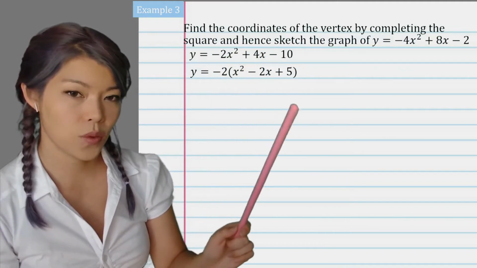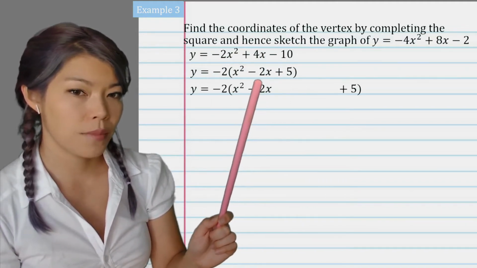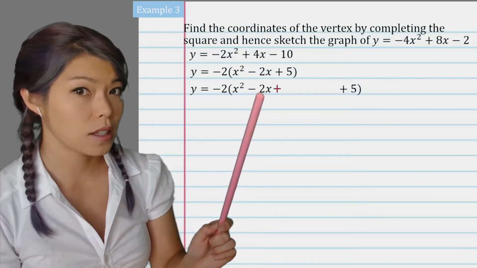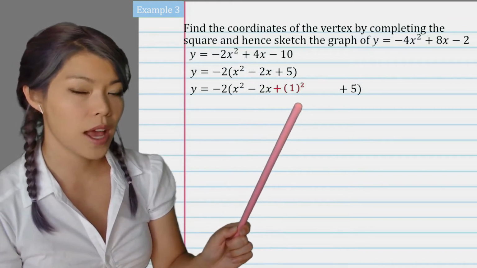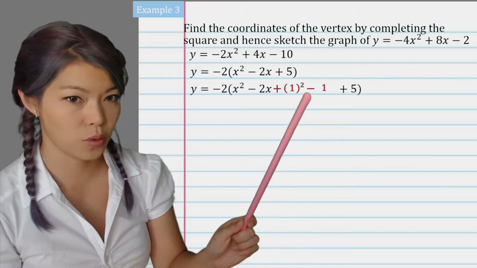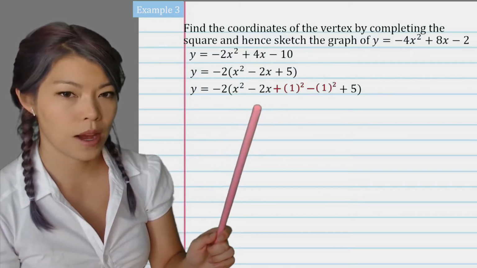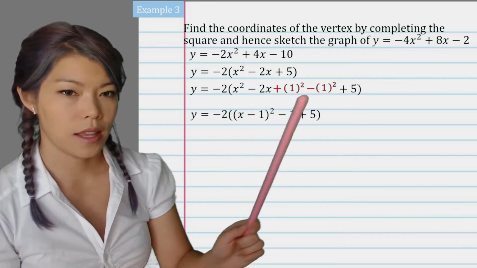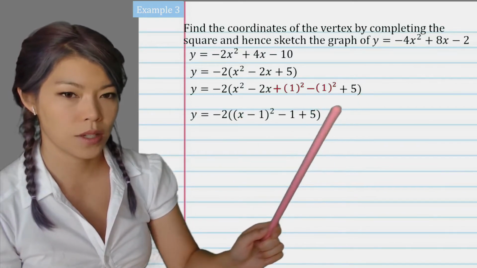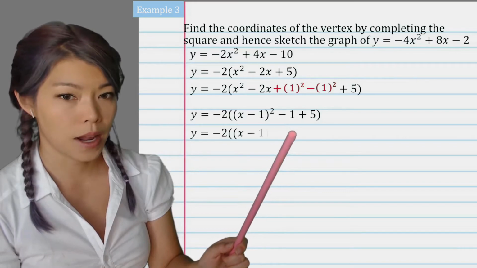Now we complete the square for that part. Dividing the 2 by 2, which is 1. And whatever we add, we have to subtract so we don't change the question. So now these 3 terms become our perfect square. And then minus 1 and the plus 5 becomes plus 4.